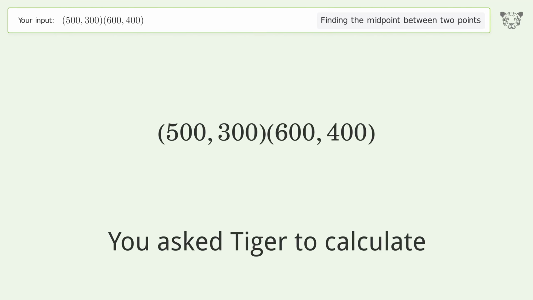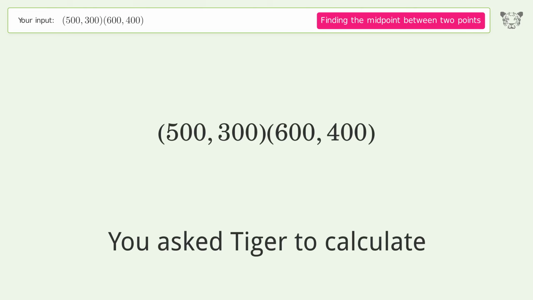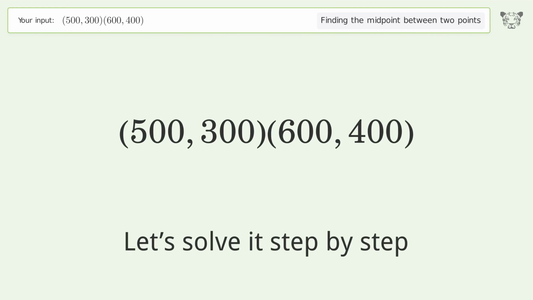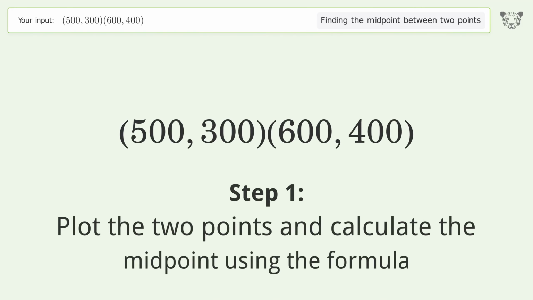You ask Tiger to calculate. This deals with finding the midpoint between 2 points. The midpoint between the 2 points is 550,350. Let's solve it step by step. Plot the 2 points and calculate the midpoint using the formula.